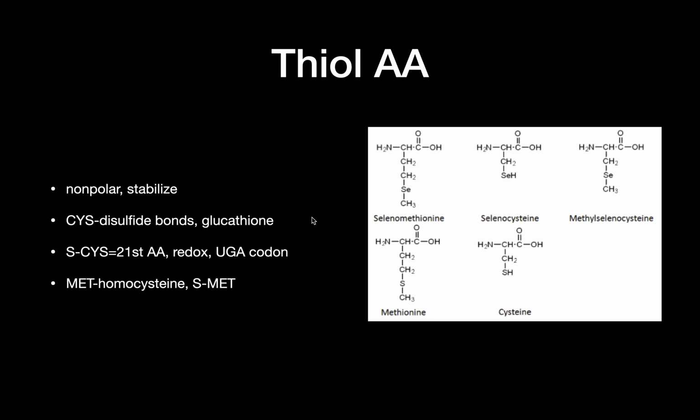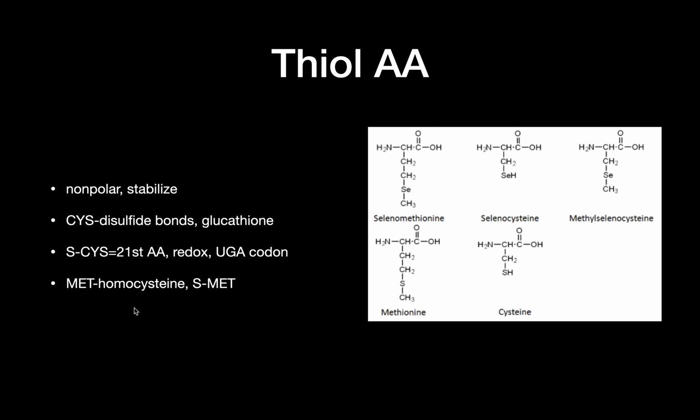Thiol amino acids are amino acids that contain sulfur, and they are nonpolar and they play a large role in stabilization. Cysteine forms the disulfide bonds in protein structures like secondary and tertiary structures, and it plays a role in the glutathione. Glutathione is a detoxifying agent and a free radical scavenger. Cysteine is the precursor to selenocysteine, which is also like the 21st amino acid. It plays a role in redox reactions, and the UGA codon, which is normally a stop codon, codes for it.